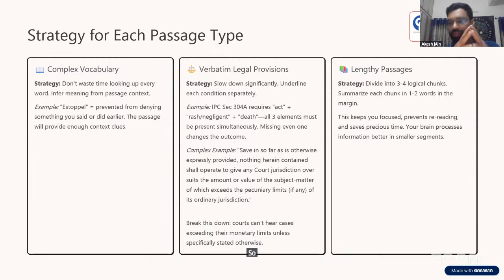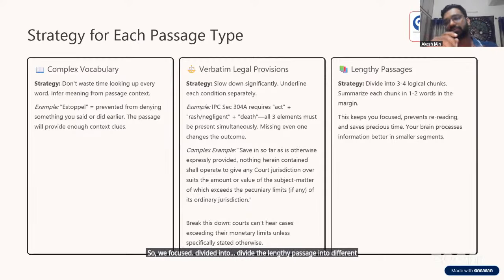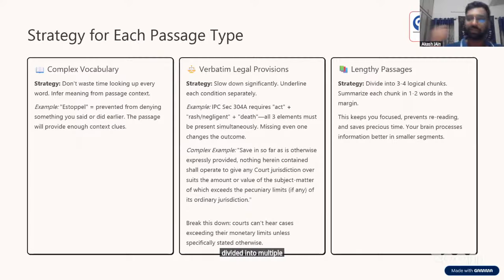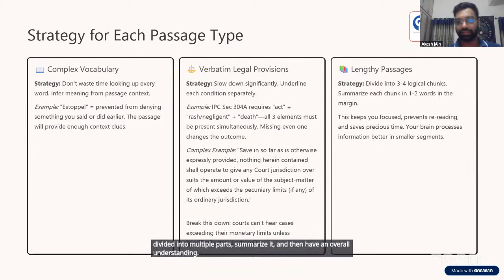So be focused, divide the lengthy passage into different paragraphs, divide it into multiple parts, summarize it, and then have an overall understanding. Right. Now, let's move on.